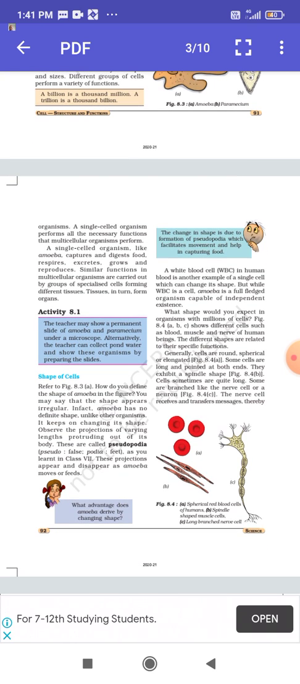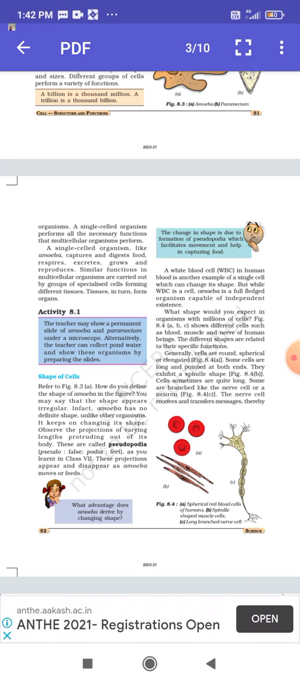Then comes shape of cells. Now refer to figure 8.3a. How do you define the shape of the amoeba in this figure? You may say that the shape appears irregular. In fact, amoeba has no definite shape unlike other organisms. It keeps on changing its shape. Observe the projections of varying length protruding out of its body. These are called pseudopodia. Pseudo means false, podia means feet. As you learnt in class 8, these projections appear and disappear as amoeba moves or feeds.